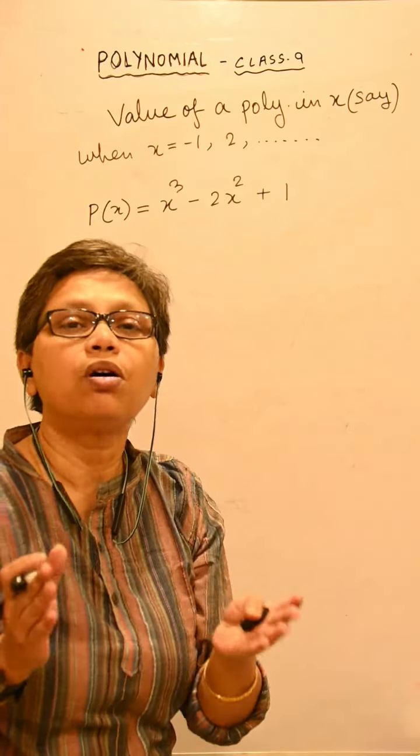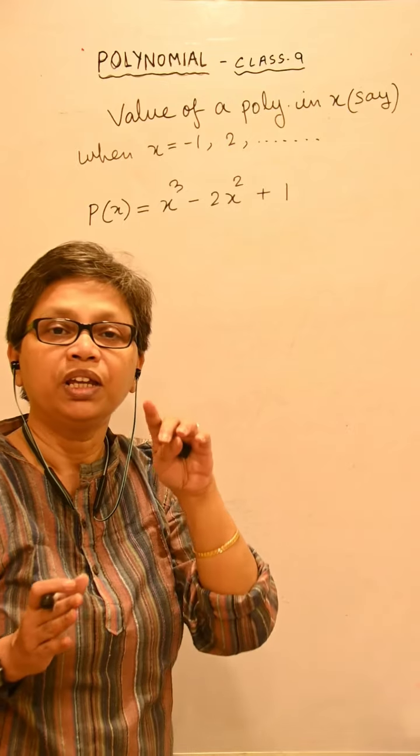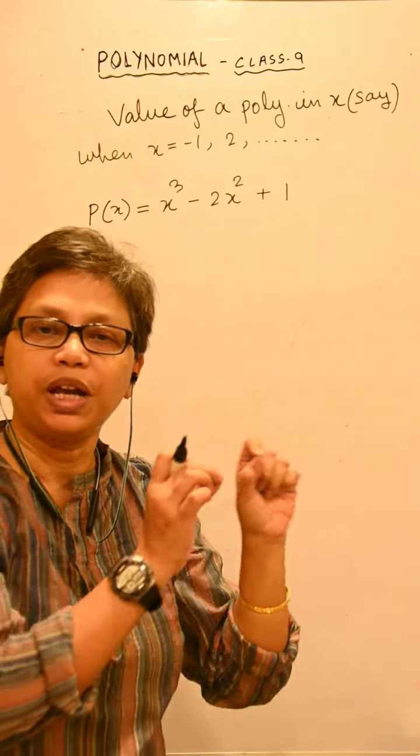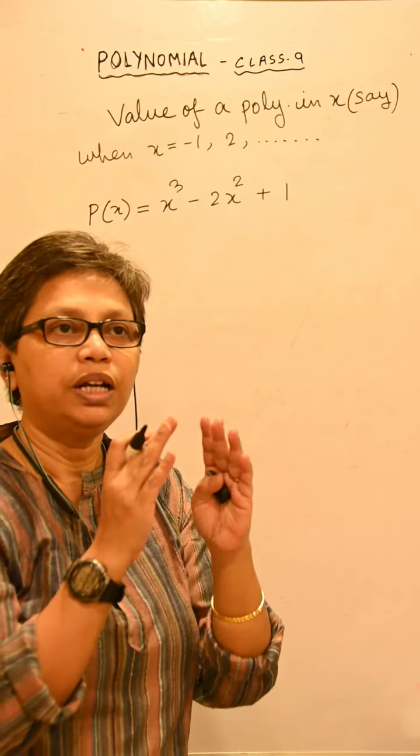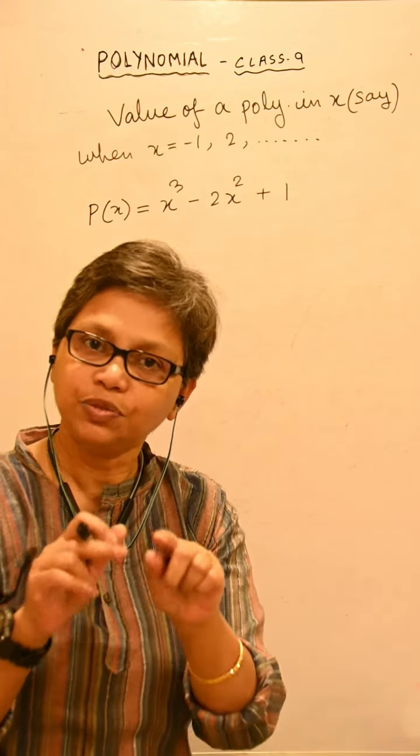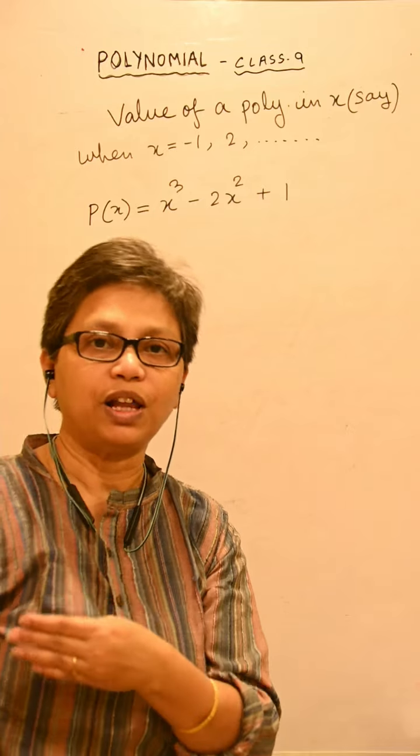Why is x called a variable? Because if you give different values to x, you will get different values of the polynomial. So, it depends on the values of x. That is why x is a variable. x can take up any value.